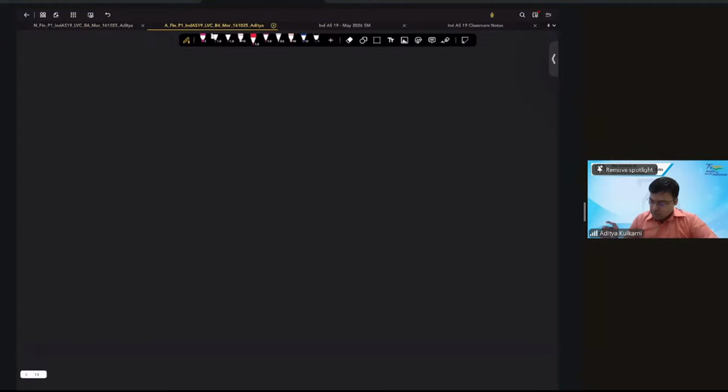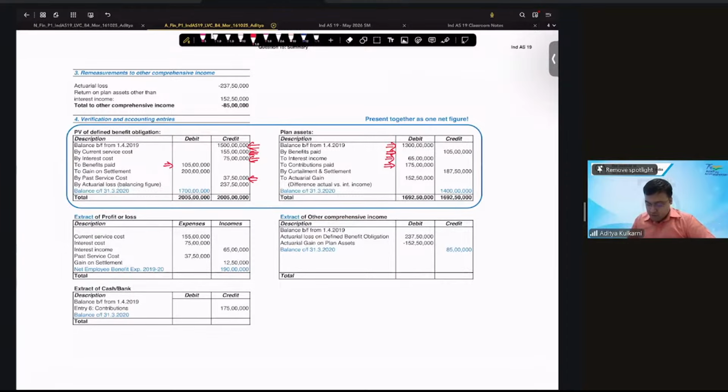All clear. So now let us look at the posting. The company is paying 1 crore 87 lakh 50. The company will not pay this directly to the employees. One thing to remember, generally companies will prefer to settle this through the trust. So by curtailment and settlement, this is a P&L account. It will hit.